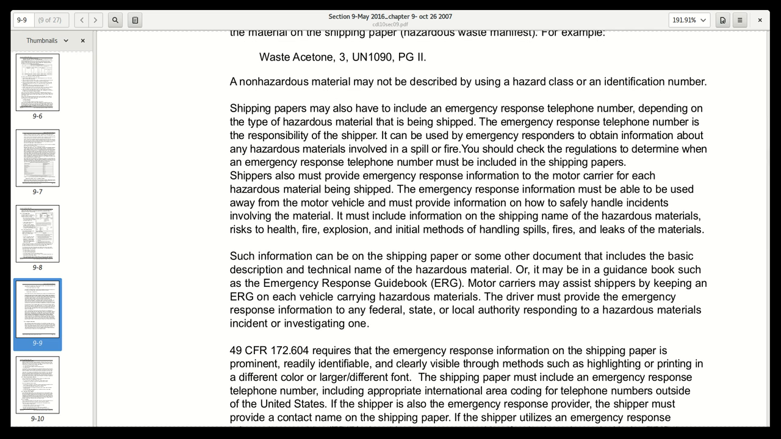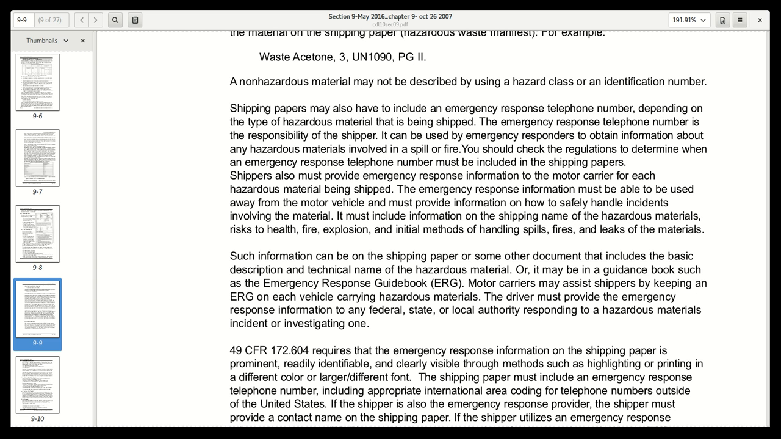Shipping papers may also have to include an emergency response telephone number, depending on the type of hazardous material that is being shipped. The emergency response telephone number is the responsibility of the shipper. It can be used by emergency responders to obtain information about any hazardous materials involved in a spill or fire. You should check the regulations to determine when an emergency response telephone number must be included in the shipping papers.